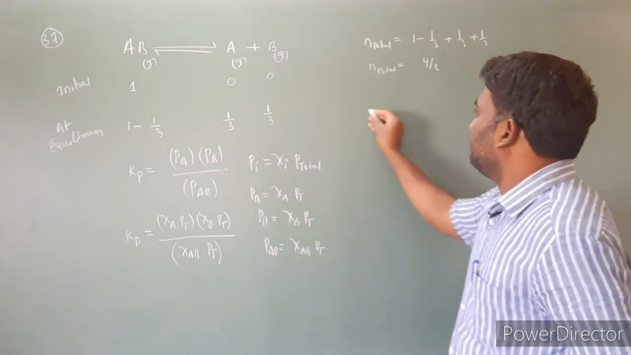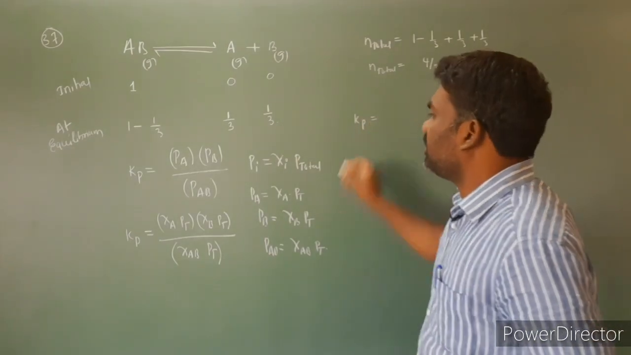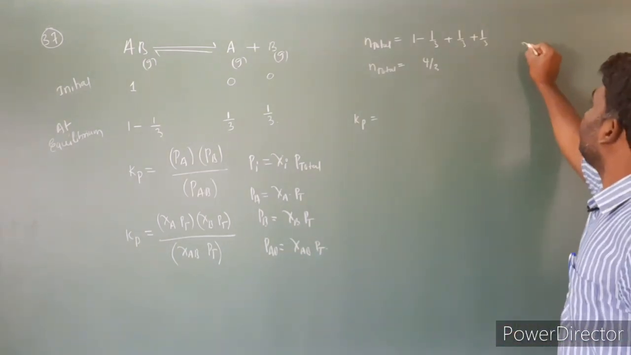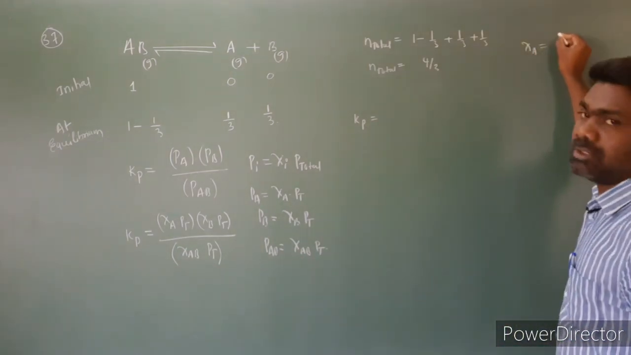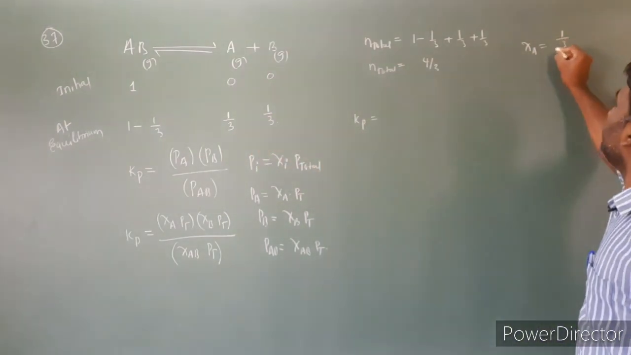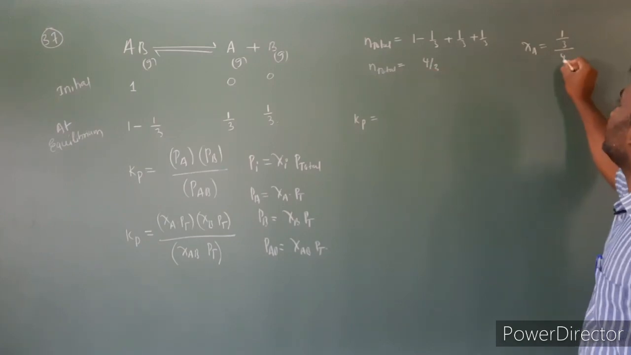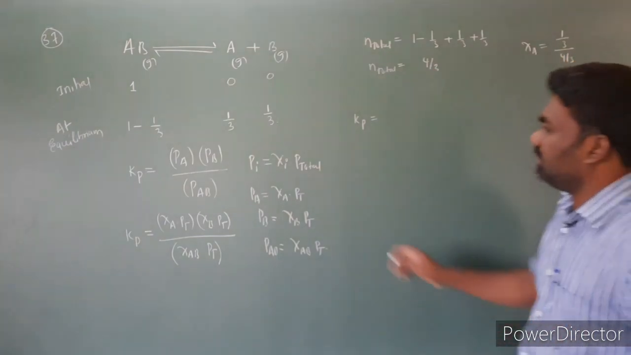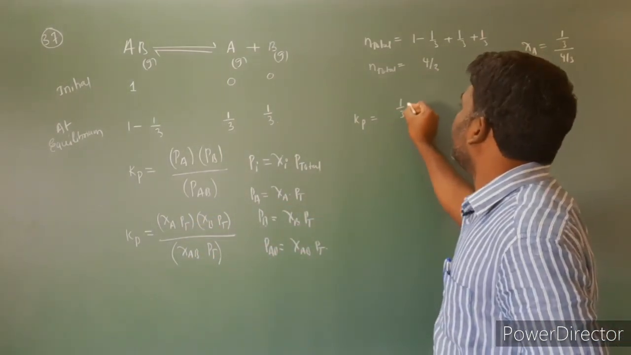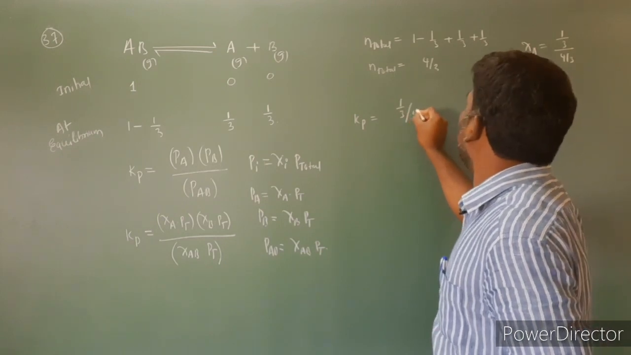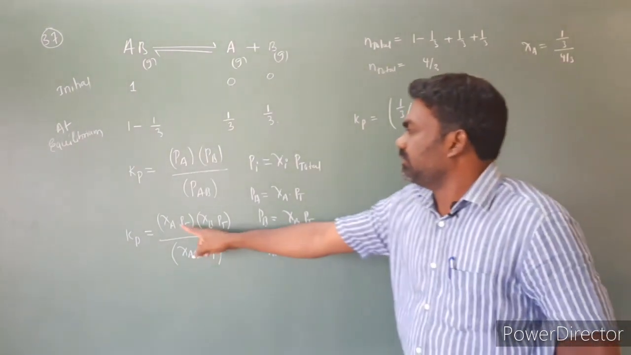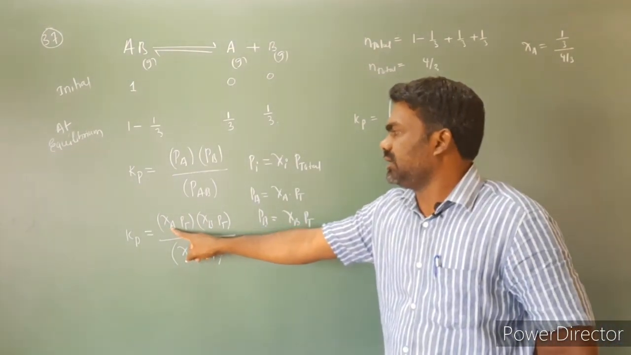So here Kp is equal to the mole fraction of A times P total. How do you get the mole fraction of A? It is the number of moles of A by the total number of moles. The number of moles of A is 1 by 3, and the total number of moles is 4 by 3, times P total. So the mole fraction of A is 1 by 3 divided by 4 by 3. This is the partial pressure of A, the mole fraction of A times P total.